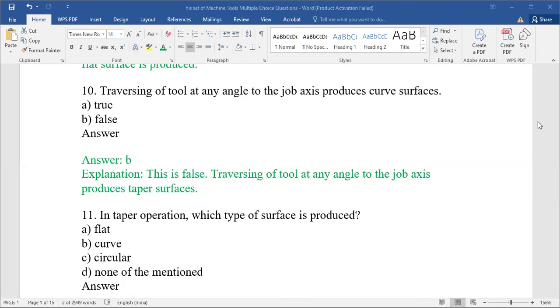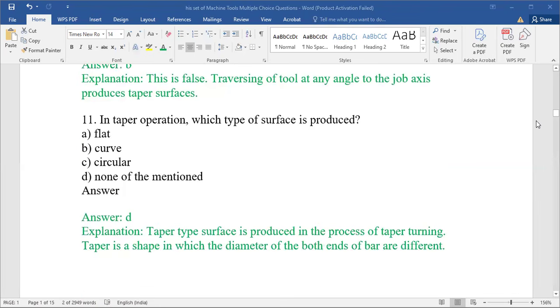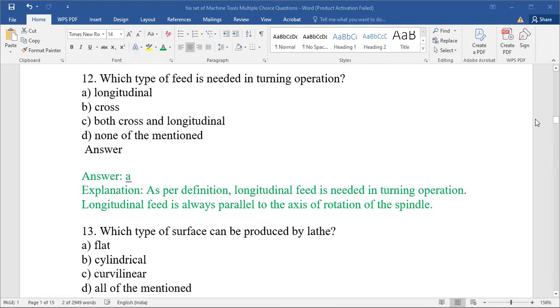11th one: in taper operation, which type of surface is produced? Flat, curve, circular, none of the mentioned. The answer is D, none of the mentioned. Taper type surface is produced by the process of taper turning. Taper is a shape in which the diameter at both ends of the bar is different.